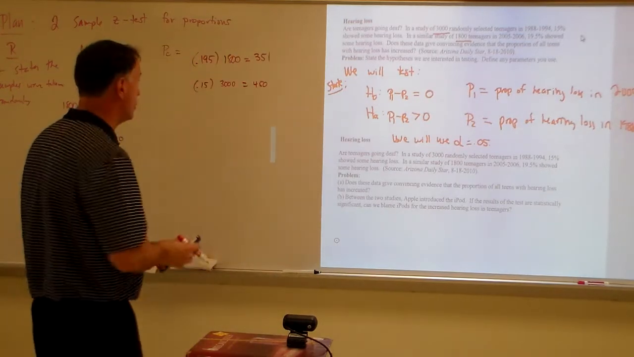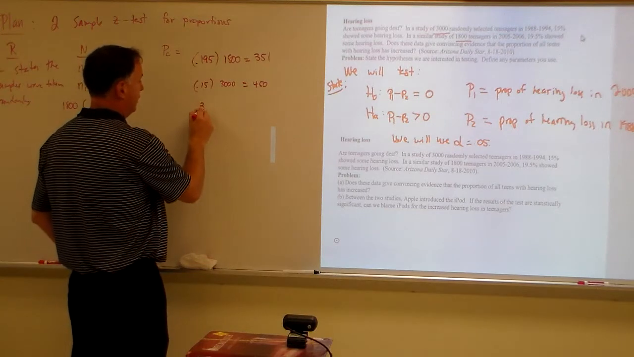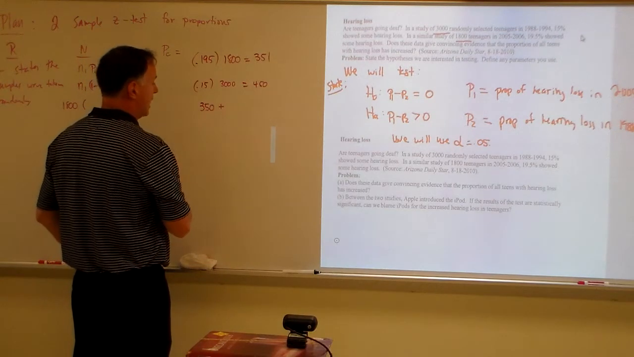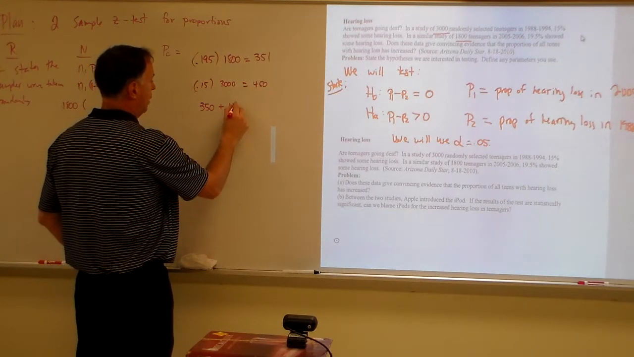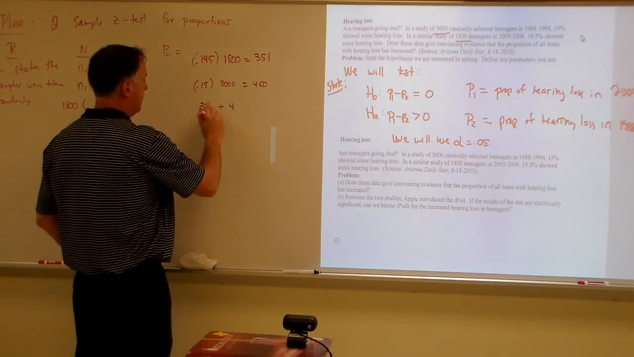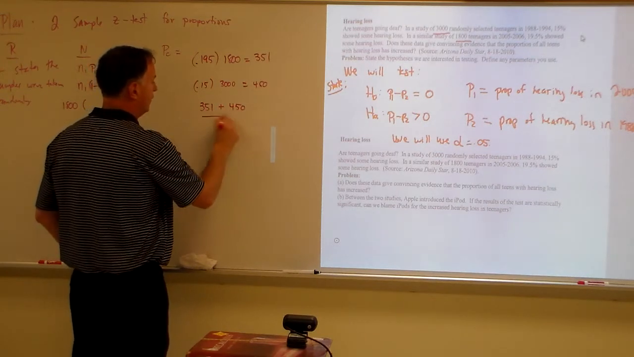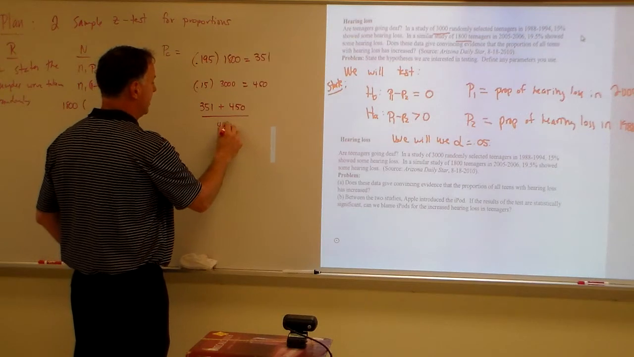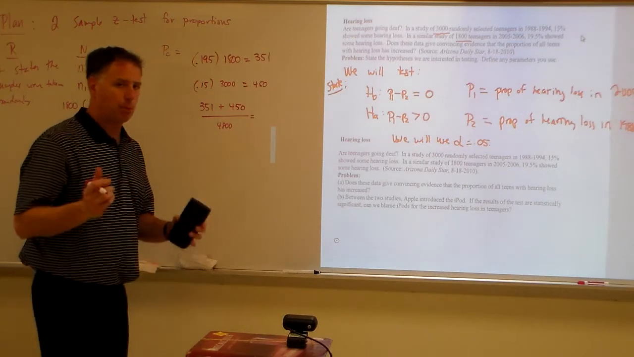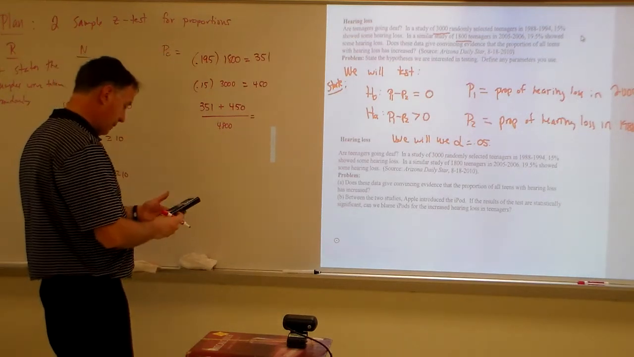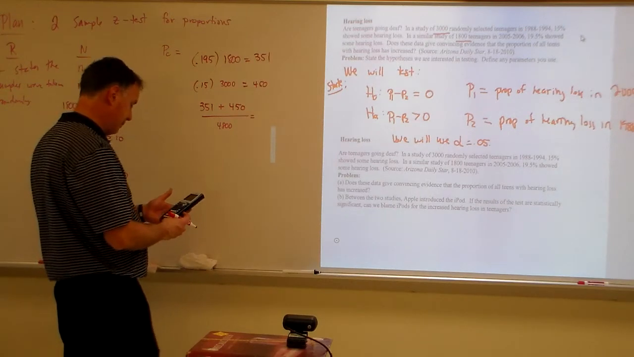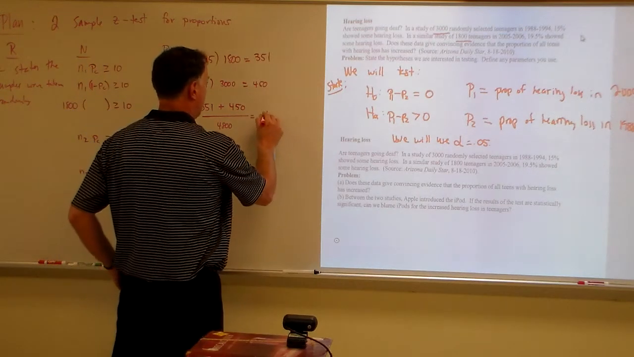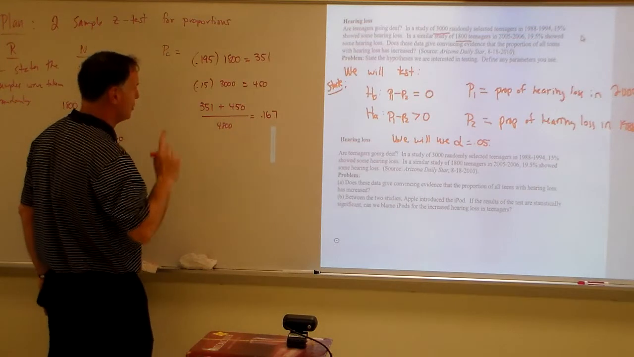So what I have to do is take 351 plus 450 and divide by 4,800. That will give me my pooled proportion. Okay, my pooled proportion, I just did it, ends up being 0.167. So what did we do?